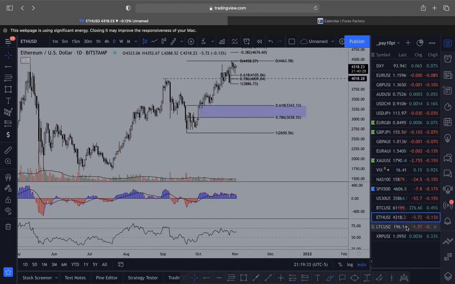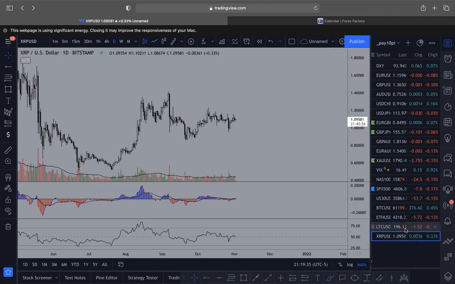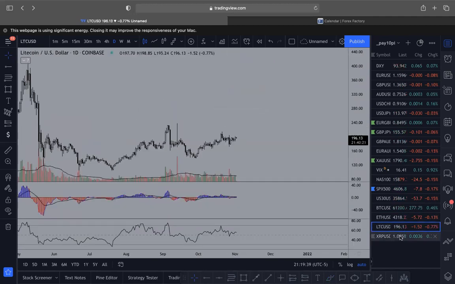And then Litecoin and XRP, not really doing a whole lot. I'm not really looking at them. They are in accumulation zones, but I'm not really looking at them at all to trade. So that's it for today.